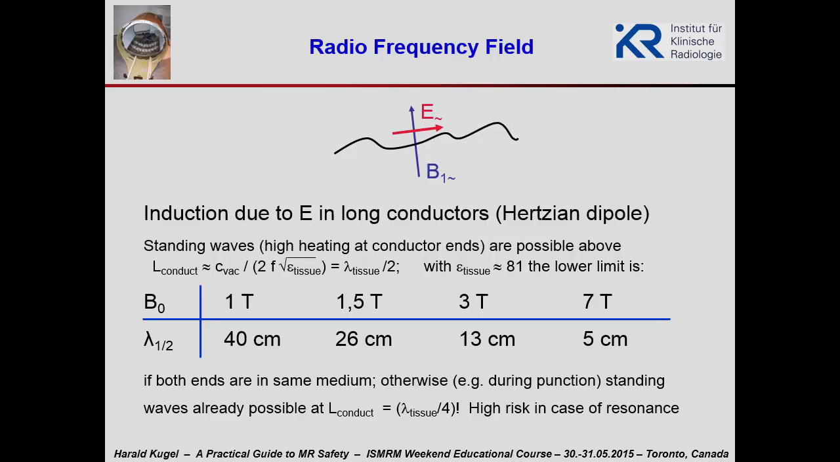There's another effect. If the metallic implant has a specific length, then standing waves may be created in this implant, giving nodes and antinodes at the end of the implant, and extreme heating is then possible if resonance occurs. These standing waves are possible if one assumes that the body has the dielectric constant of water, then it's at 1.5 Tesla, 26 centimeters, or 3 Tesla, 13 centimeters. Metallic objects longer than this length pose a specific heating risk.